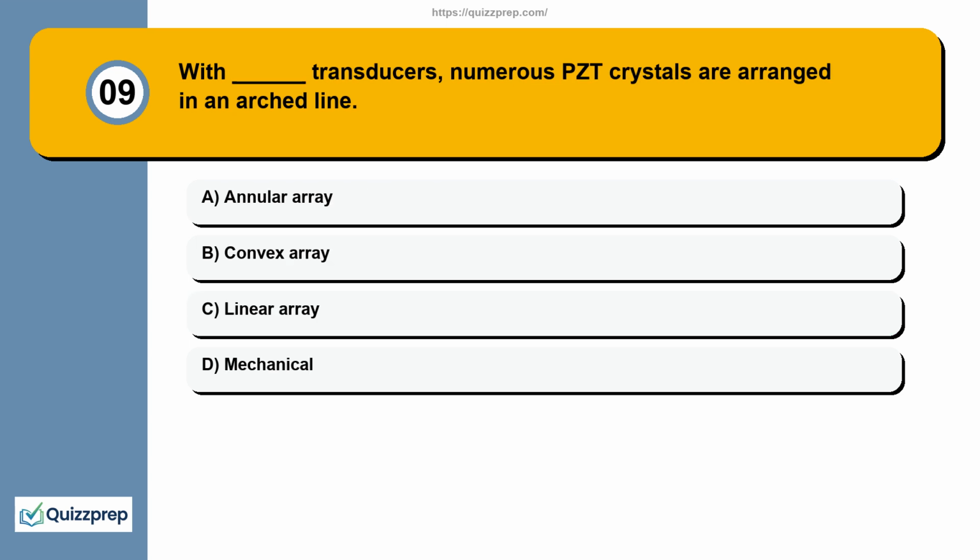Question 9. With blank transducers, numerous PZT crystals are arranged in an arched line. Annular array, convex array, linear array, mechanical.